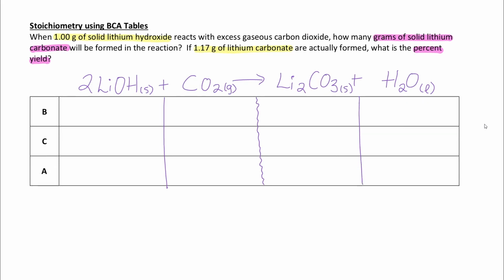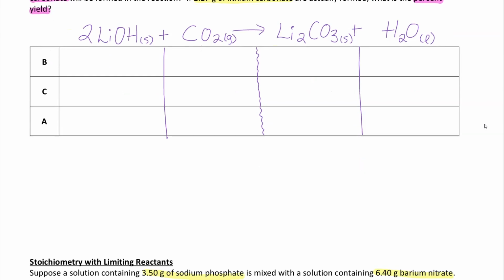Okay? Now, if you've done an ICE table before, what unit do you have to use in an ICE table? Remember? It's not grams. Moles. Yeah? So we're also going to use moles in a BCA table. So we're going to convert into moles. We're going to work in moles. So we want to convert our 1 gram of lithium hydroxide into moles.